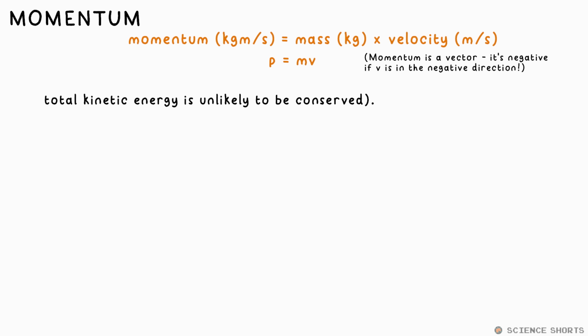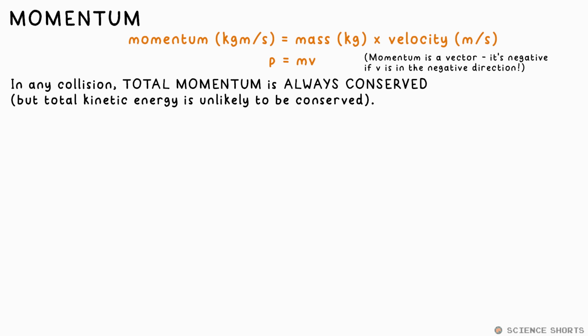In a collision, total kinetic energy is very rarely conserved. That means that we will lose kinetic energy in the collision. But total momentum is always conserved. That means whatever the total momentum of the objects before the collision was, there must be the same total momentum afterwards as well.